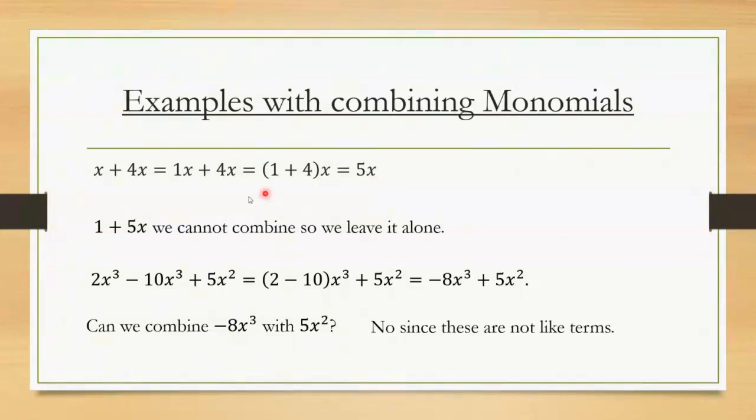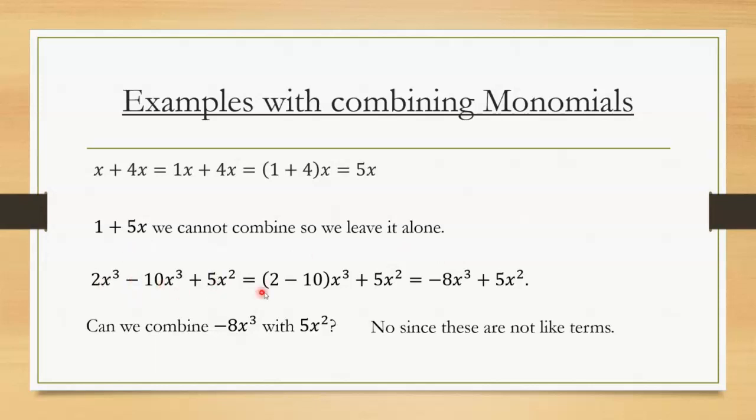Good. Now, what if we had 1 plus 5x? Well, are these like terms? What's the degree of 1? Can someone tell me? 0. Awesome. Very good. 5x, the degree is 1. They're not like terms, so we cannot combine these. Leave it alone.